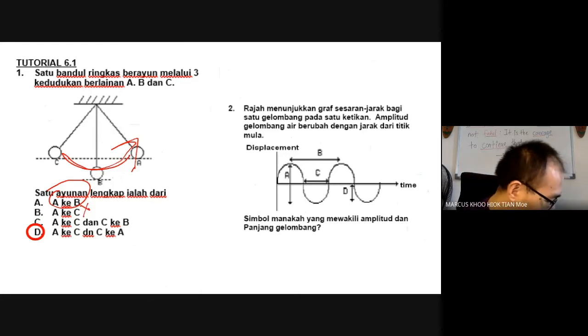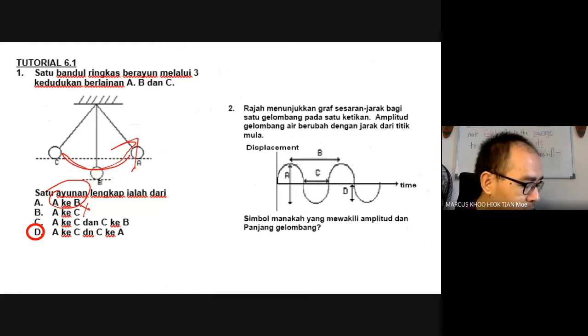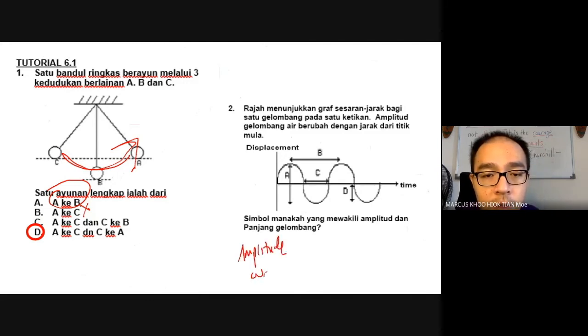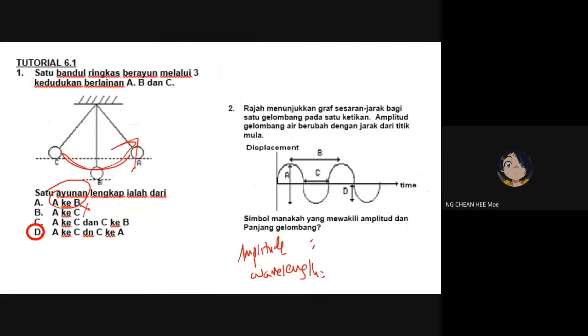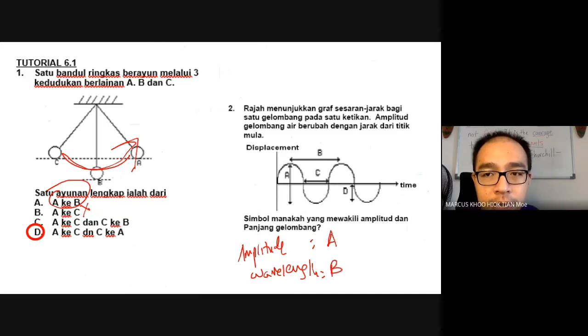Okay, question number 2. The diagram shows the displacement distance graph for a wave at a given instant. The amplitude of the water waves, blah, blah, blah, which symbols represent the amplitude and the wavelength. This is 2 different answers. Amplitude is what? And wavelength is what? Can I have Chen He for this, please? Amplitude is A and wavelength is B. Wavelength is B, amplitude is A.